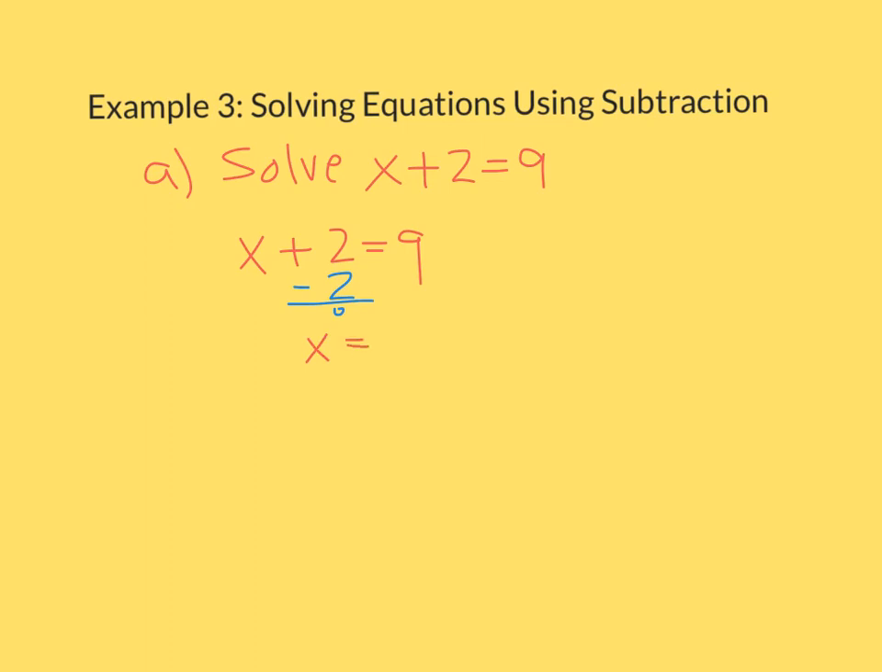On the other side, remember, if I do it to this side of the equation, I have to do it to this side of the equation. Same number, same thing. So I subtract 2 from over here. 9 minus 2 gives me 7. So now what I'm saying is that x equals 7.